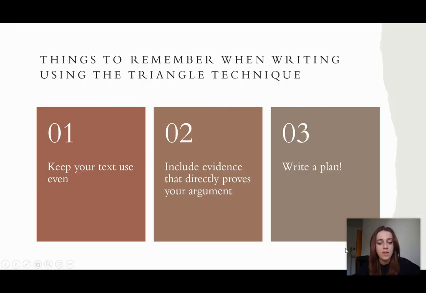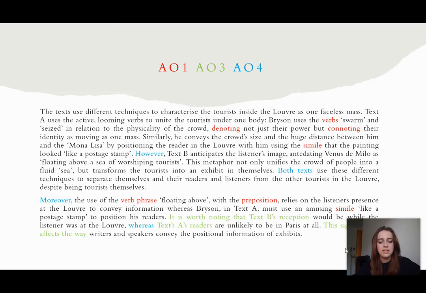This is by no means model writing, but I have tried to include all three assessment objectives, which I've colour-coded for you on those slides. I've also tried to keep my text use fluid and equal. These triangles should help ideas run smoothly from one to another as you build conviction in your argument.